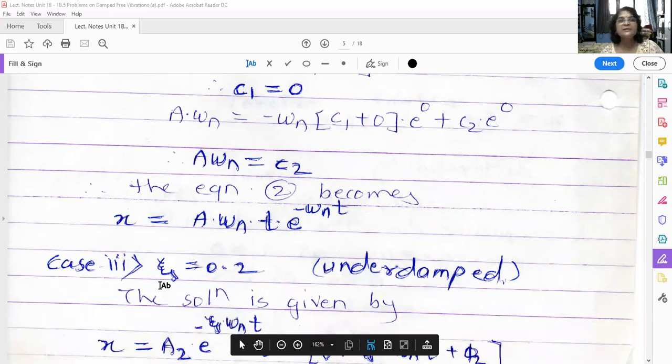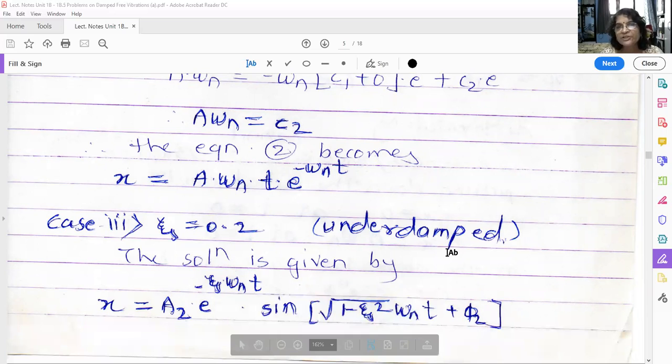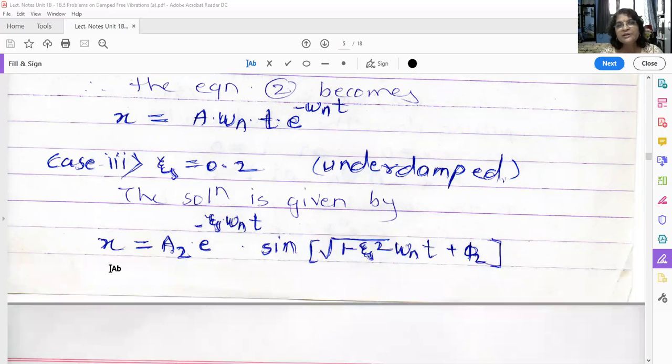Okay. Now, case 3. What is the value of zeta? 0.2. So this is the case of underdamped vibration. Okay. Now all of you are familiar with this equation for underdamped vibration, which is very important case. x is given by A2 into e raised to minus zeta omega n t into sine of square root of 1 minus zeta square into omega n t plus phi 2. Okay. So put the value of zeta here and here also.